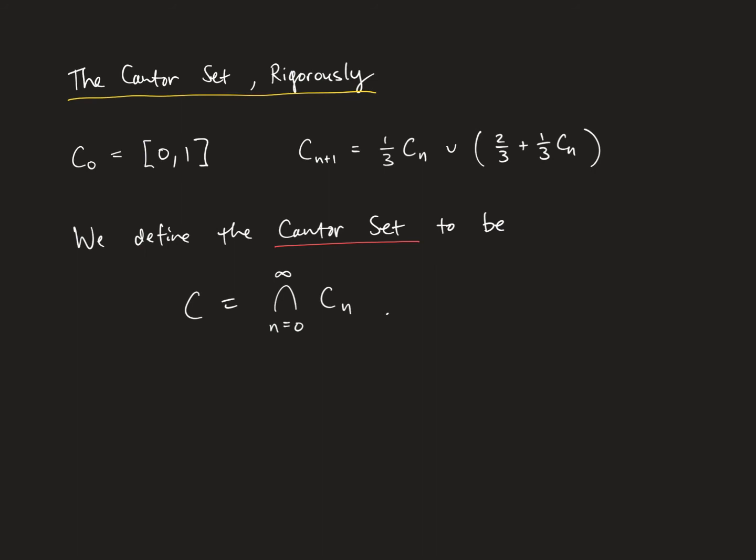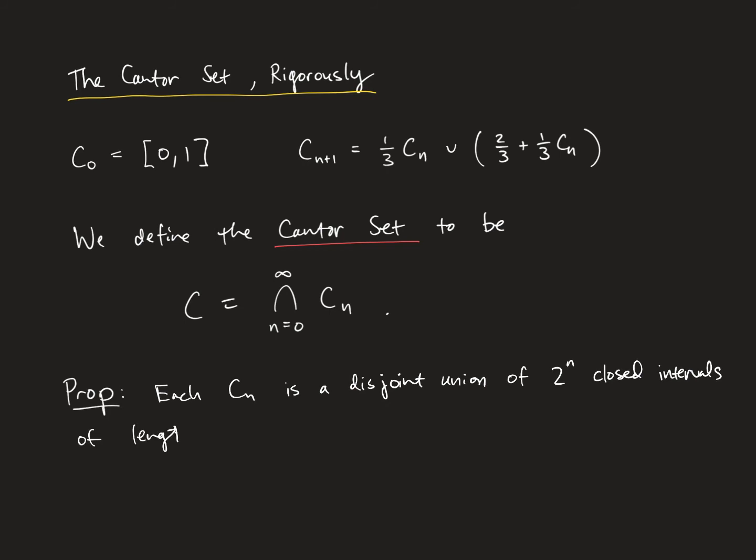So our first proposition is that each Cn is a disjoint union of 2 to the n closed intervals of length 1 over 3 to the n. And furthermore, they're nested. So Cn plus 1 is contained in Cn.